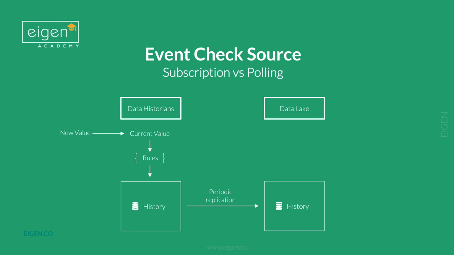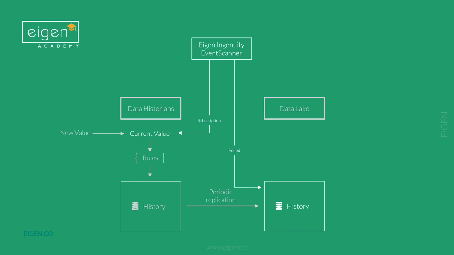So this means doing event detection has to work a little differently. From a user's perspective, there is no difference. You create limits in exactly the same way, but the Eigen Ingenuity backend code works differently depending on the type of historian source that's configured. If it's a true data historian with a current value, we will create a subscription to that current value that will give us the very latest data, and we can often trigger an alert based on a value that would not have otherwise made it into the history.